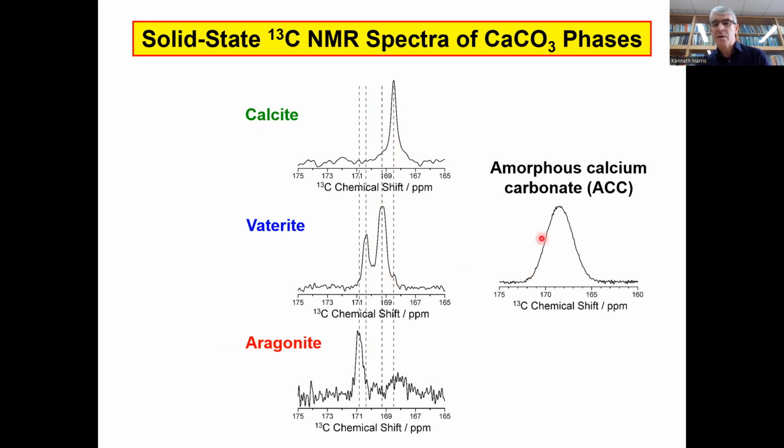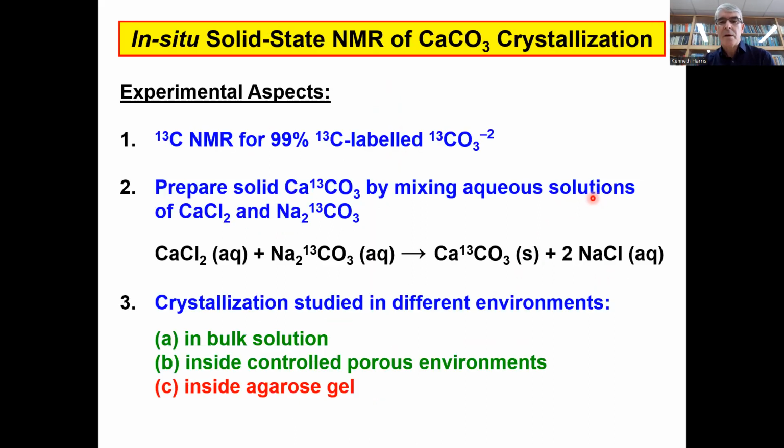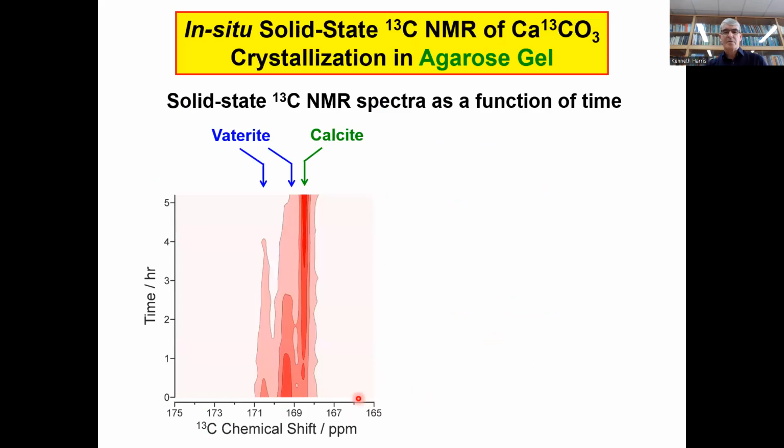But here's also the very broad line characteristic of the amorphous phase of calcium carbonate. We've carried out these experiments by mixing aqueous solutions of calcium chloride and sodium carbonate with carbon-13 labeled carbonate in all these experiments. And we've studied the crystallization under different environments. I want to describe in-situ NMR of crystallization inside agarose gel. Okay, so here's the results for that experiment.